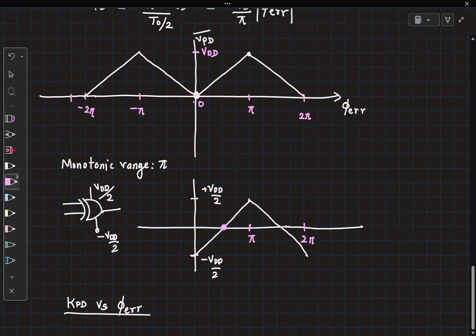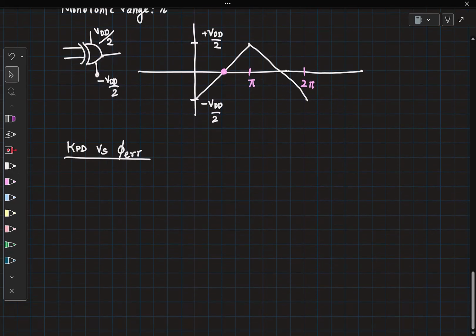What is the slope of this curve? This is equal to VDD by pi. Slope of this portion? Simply minus VDD by pi, right? The same result is true even if you shift it exactly as is.